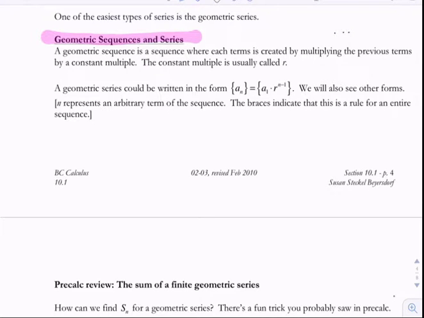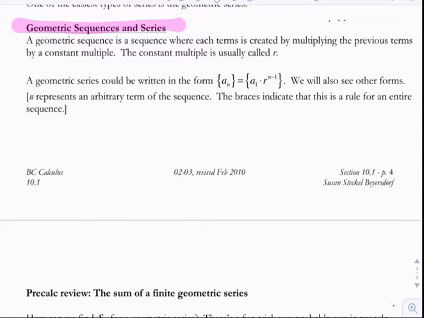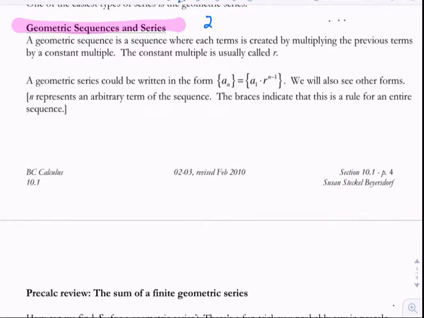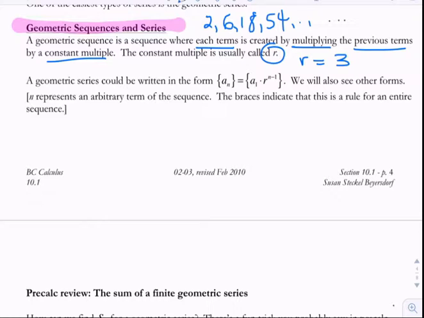Okay, so now we're going to talk about geometric sequences and series in particular. And again, this is probably familiar to you from last year. A geometric sequence, for example, 2, 6, 18, 54, etc., is a geometric sequence, right? Each term is created by multiplying the previous term by a constant multiple, which is called r. In this case, r is 3. You should be able to write a formula for this.